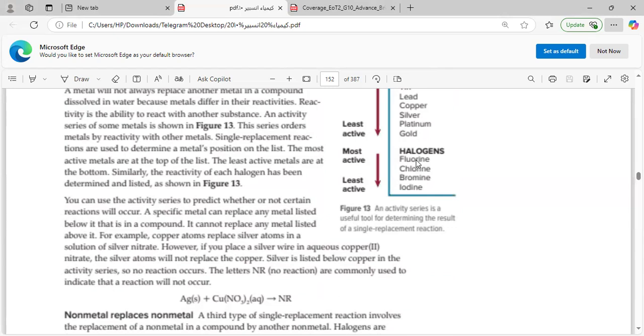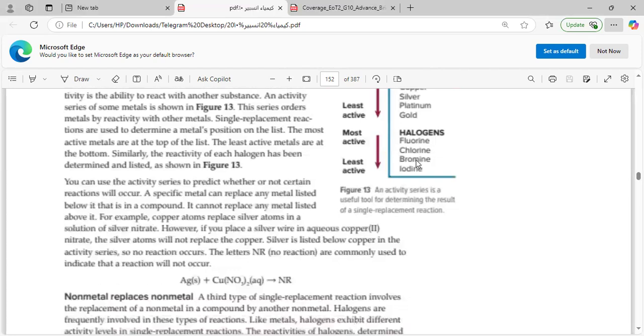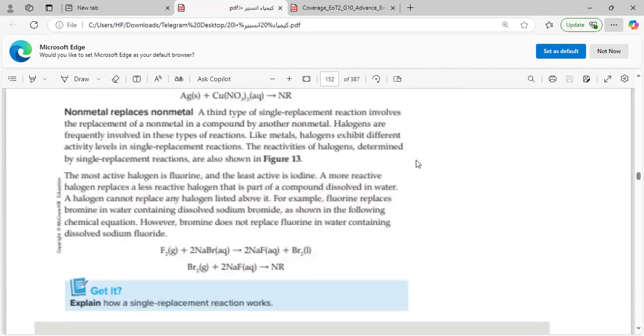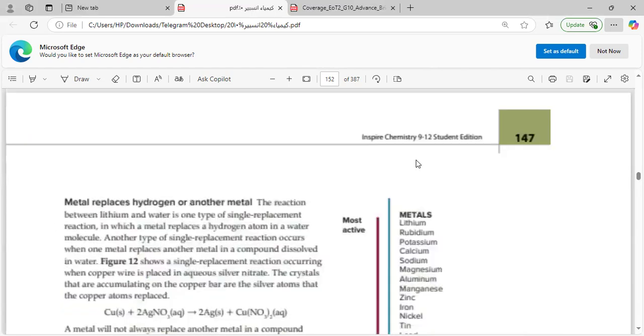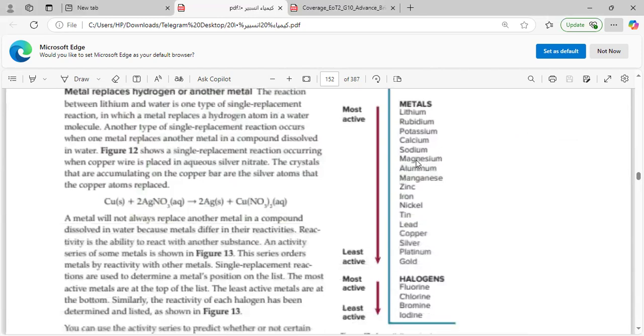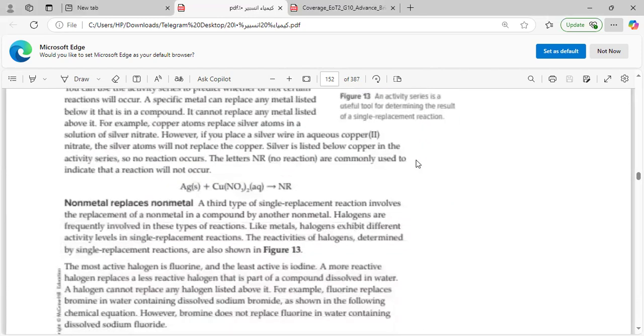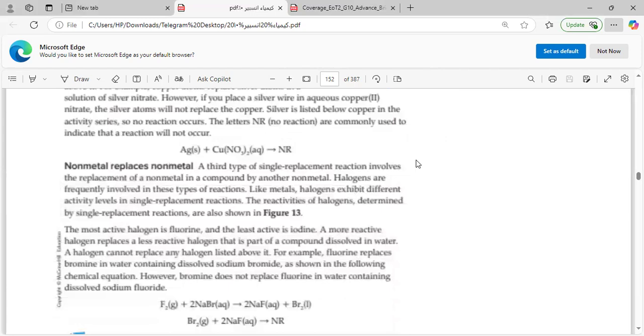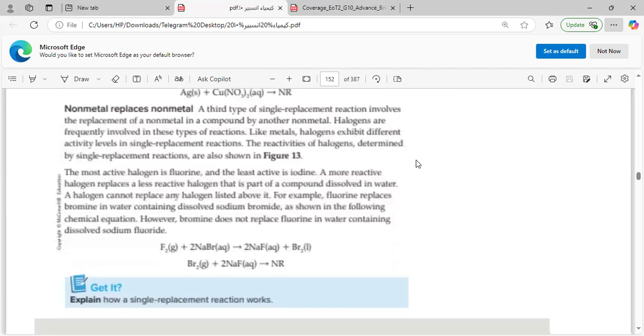So we also have two types now. We have halogens. Next we have non-metal replacing non-metal. It was the third type of single replacement.